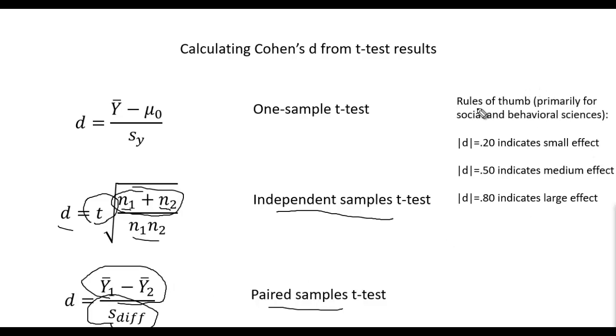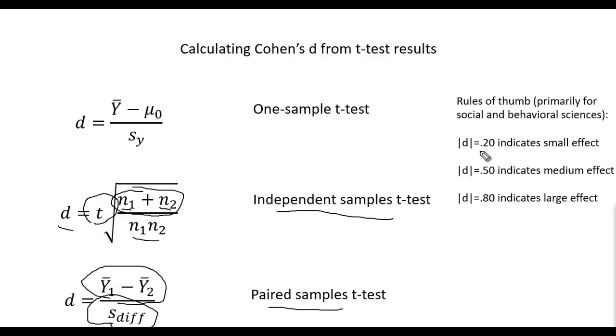Now, Cohen suggested some rules of thumb, primarily for the behavioral sciences, when it comes to making judgments about how large of an effect you're working with. It's important to note that when you're computing Cohen's d and interpreting it, it makes a lot of sense to focus on interpreting your d value relative to the d values that are found in your previous literature on the same topic.